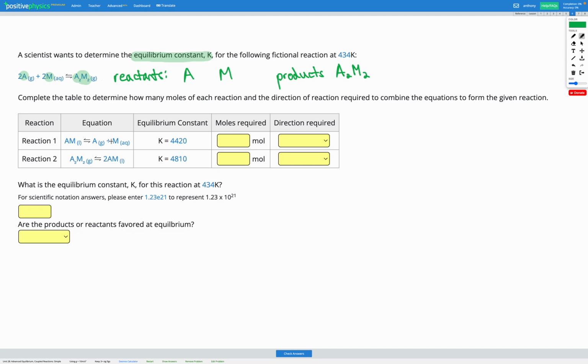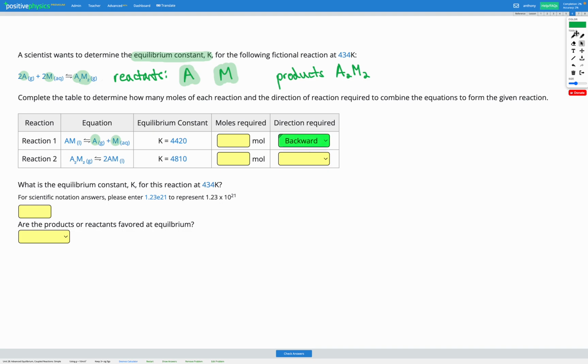So let's look at reaction 1 first. In here, of the stuff in our goal equation, we've got A and M. So those are reactants in our goal equation. However, in this step 1 reaction, they are products. So we're going to want this equation to be backwards so that we get A and M in the reactants. So we're going to choose backwards direction is required.